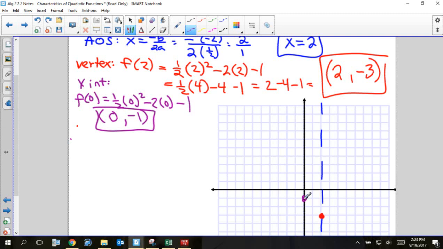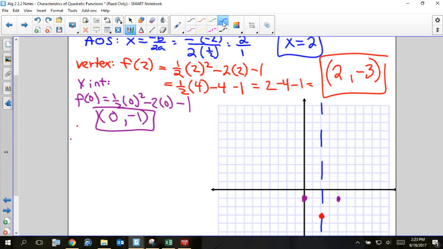And I see some of you are already doing the next thing. What should we do next? That mirror point for the y-intercept. Yeah, let's go 2 units over on the other side. How many points have I plotted? 3. What do I need minimally? 5. So let's pick something to plug in to find another ordered pair.